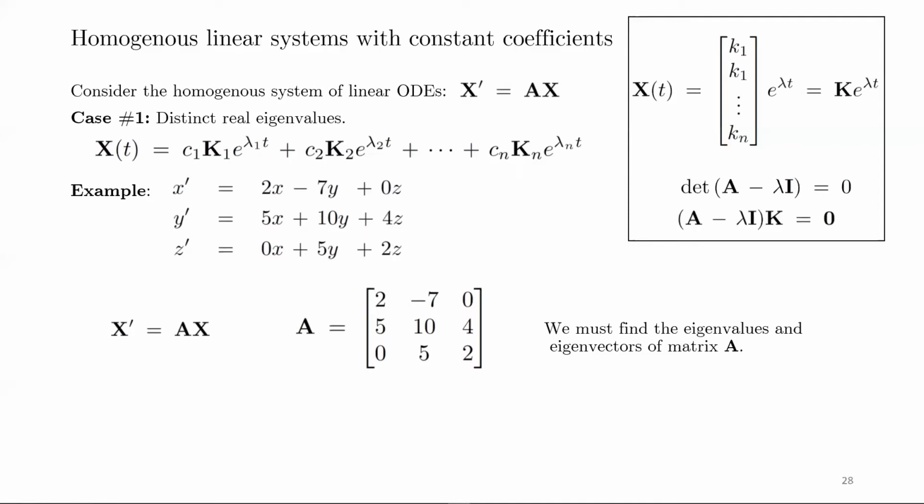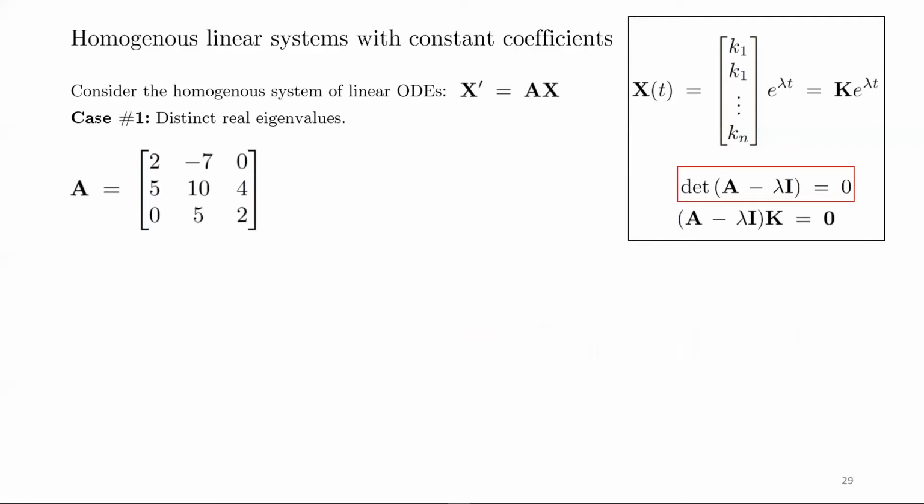Okay, so now what we need to do is find the eigenvalues and eigenvectors of this matrix A. To find the eigenvalues, we have to solve this determinant equation, the determinant of A minus lambda I equals 0. So we can write this as the determinant where on the diagonals we subtract lambda from the terms on the diagonal. We know how to write this determinant out, right?